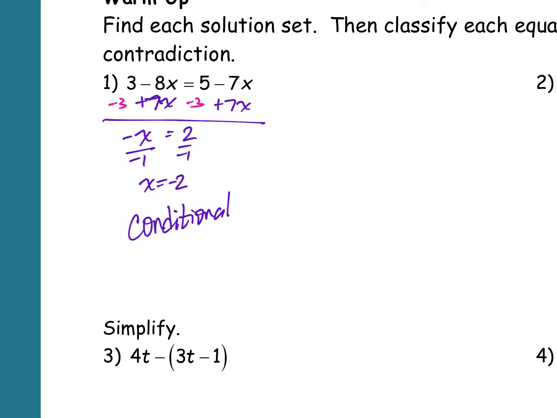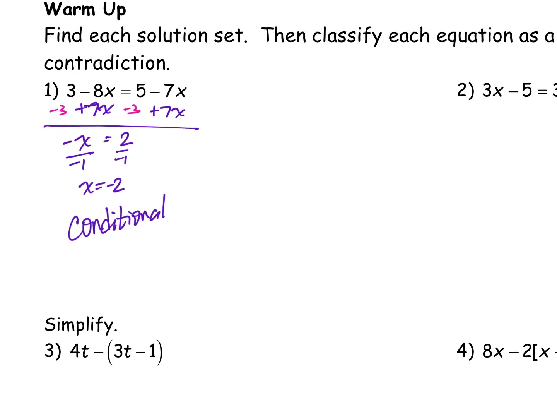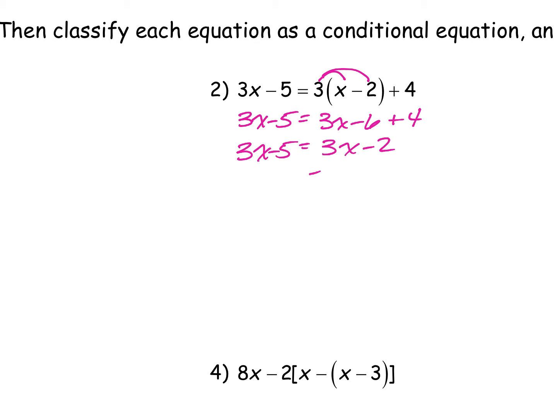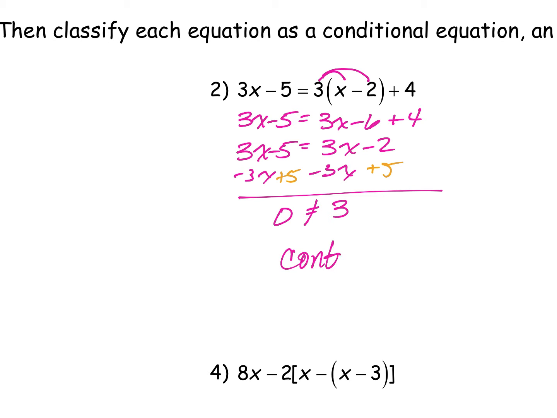That's how I spell it. Beautiful. Okay, and then number two, right, I'm going to distribute, and I get 3x minus 5 equals 3x minus 6 plus 4. So 3x minus 5 equals 3x minus 2. Subtract the 3x. Add the 5. And I get 0 equals 3. Oop, 0 doesn't equal 3. So what is that one? Contradiction.